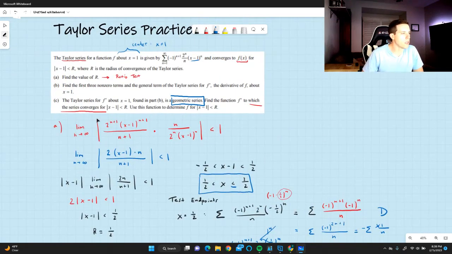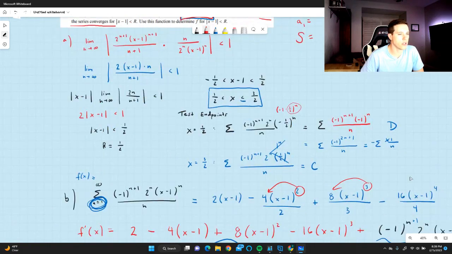Now, part C is interesting. It says the Taylor series for the derivative found in part B, so the series we found in B, is geometric. And I mentioned that if it's geometric, that is super, super, super, super important to pay attention to. Because if it's geometric, that means there's a ratio we can find, and there's a first term we can find. And we can plug it all into a sum formula, which will give us the function formula, which is really nice. So it's telling me that the series I just found is geometric.